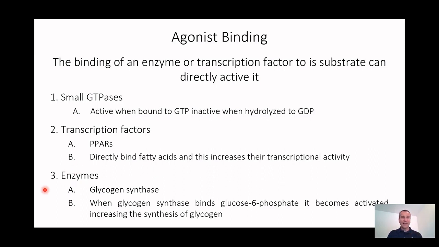Another example of an enzyme that's activated when it binds its agonist is glycogen synthase. If you're going to make glycogen, the enzyme glycogen synthase can be directly activated by binding to glucose. When it binds glucose 6-phosphate, it becomes activated and it increases the rate at which it synthesizes glycogen. So in all of these different ways, just by binding a protein to something that it's supposed to be interacting with, we can actually directly increase its activity.